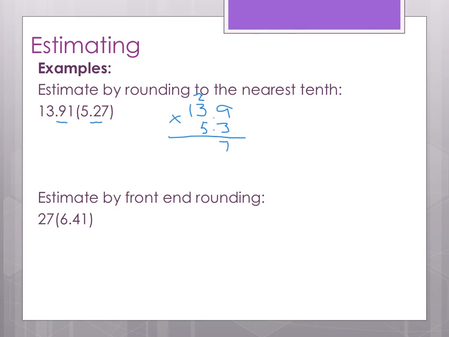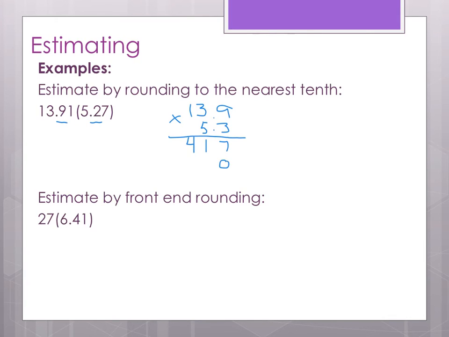3 times 3 is 9, plus 2 is 11. And then 3 times 1 is 3, plus 1 is 4. Now I'll start, let me erase those little carryovers. I'll start multiplying by the 5.